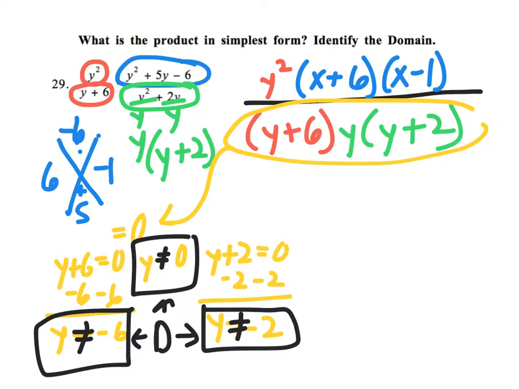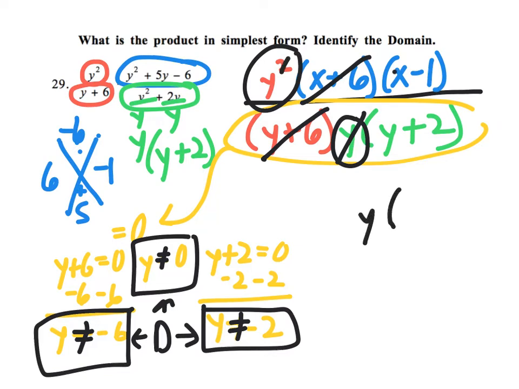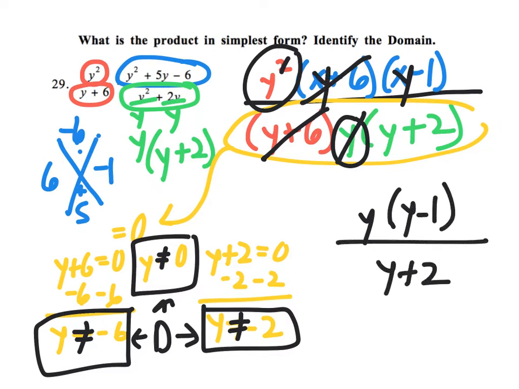All right, our last step is to cancel anything out. So on top, I see a y plus 6. I see a y plus 6. I also notice I have one y on top and two y's on the bottom. So I can get rid of that one on the bottom. We get rid of one on top. So we really just have y times, excuse me, this should be a y and this should be a y. Y minus 1 all over y plus 2.